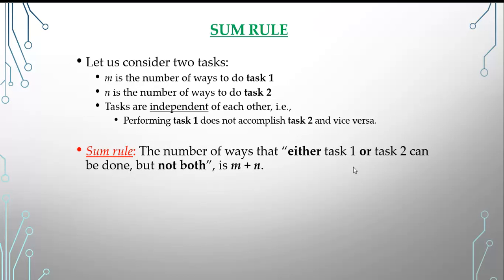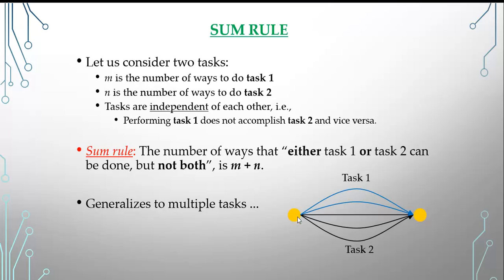The number of ways that either task 1 or task 2 can be done, but not both, is m plus n. Means we have to do the task, but either task 1 or task 2. So here we have the "or". We use the sum rule to find the total number of ways. To generalize, suppose we have to go from this point to this point. One way is to do task 1 to reach from here to here, and we can use task 2 to go from here to here. These are both independent ways, right? So the total number of ways to go from this point to this point is m plus n, right?